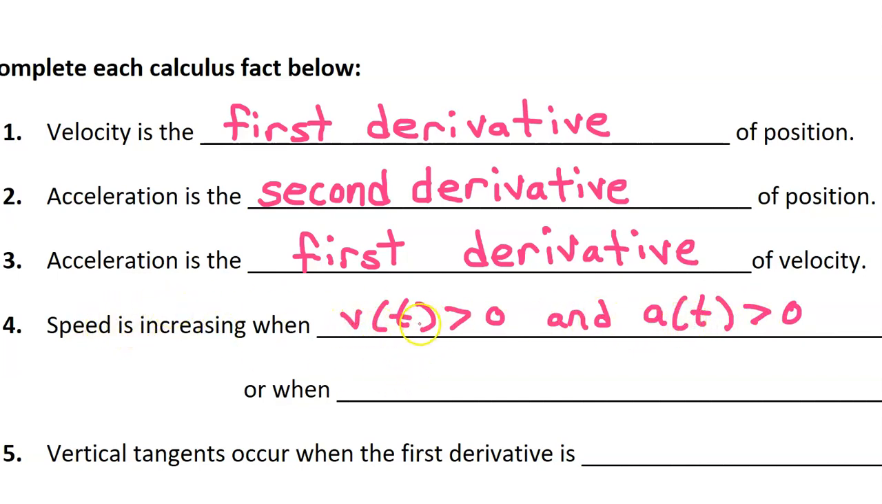But also, if they are both negative. So if the velocity is negative and the acceleration is also negative, still the speed is increasing. So in short, if the velocity and acceleration are working together, the speed is increasing, regardless of whether that's in the positive direction or in the negative direction. If they're both pulling in the same direction, the speed is increasing.